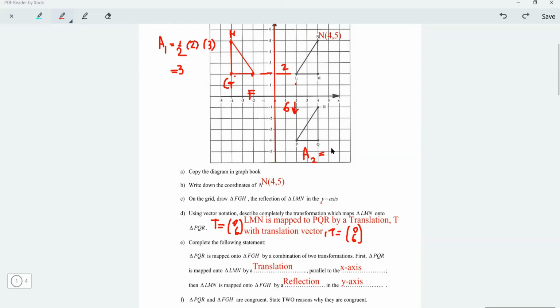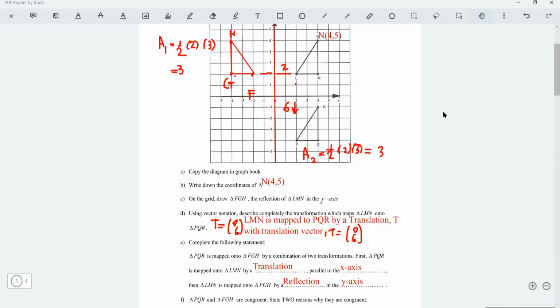Yeah, the area of this triangle is definitely 3. It's a half of PQ. PQ is 2 times the height of RQ, which is 3, and that is just 3. So the area of the triangle right there is 3. So both of them have the same area.